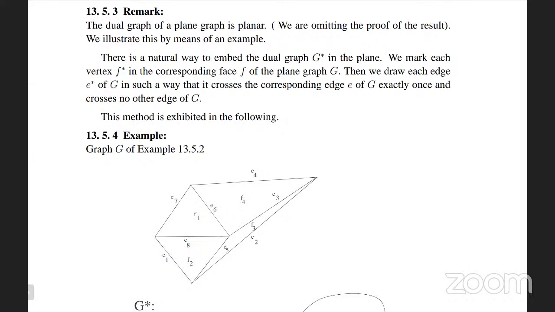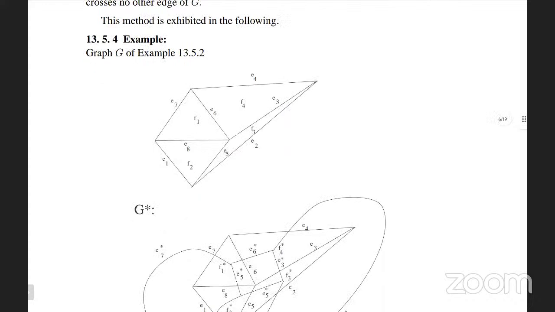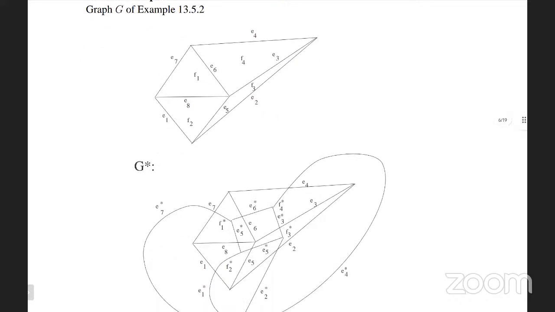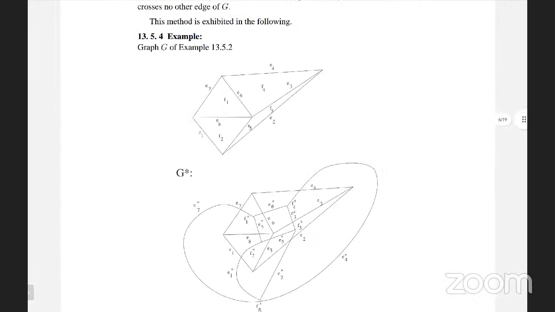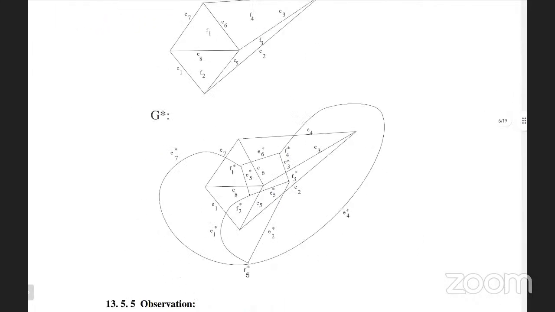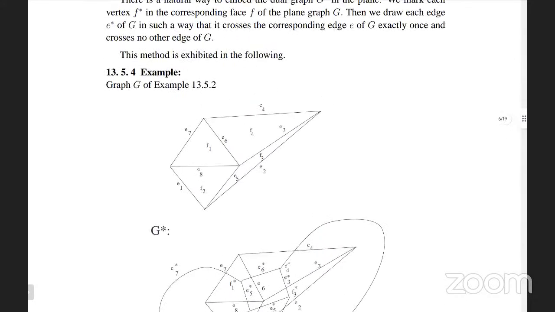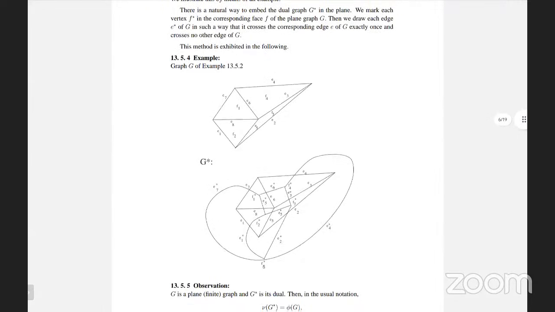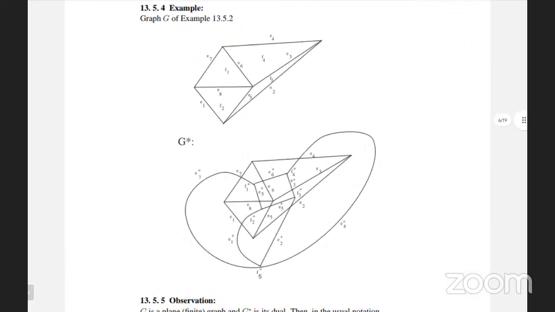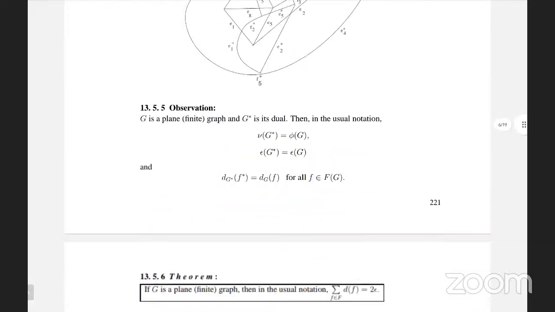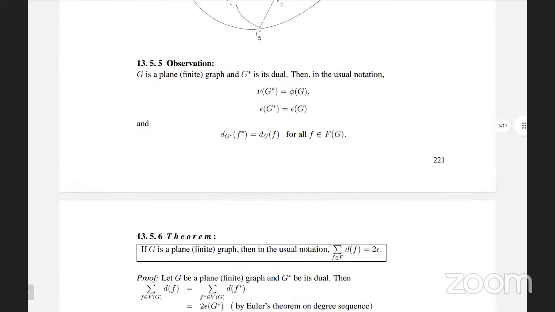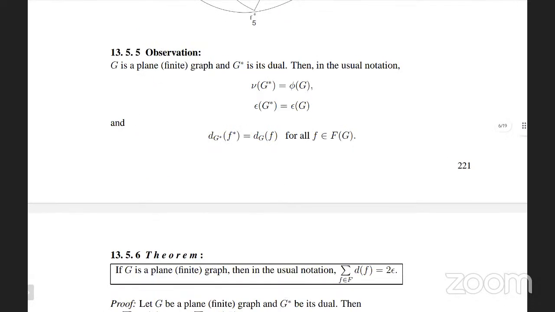So here is an example. If I take a graph G, this is the original graph, and we can convert it into the dual graph with its connectivities. This G star is called the dual graph. Sometimes we will give the graph G and its dual graph, and they should be connected. G is a plane graph and G star is its dual.